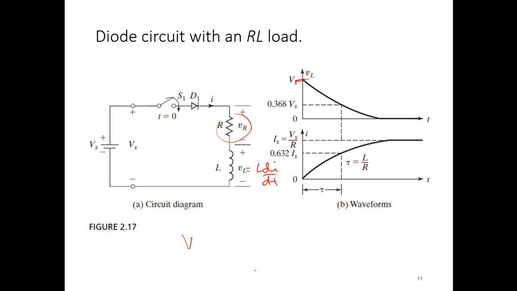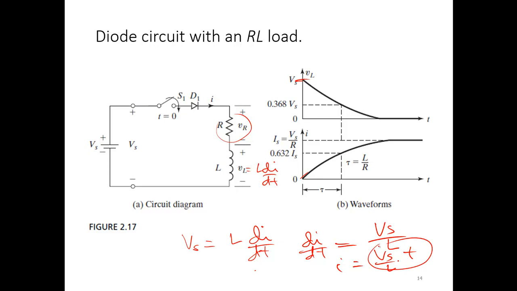At the beginning, the resistance has no current, that means all the voltages will appear across the inductor. That means di/dt, the current will rise at Vs by L, and if you try to solve for i, it will be Vs by L times t, very slowly at the beginning. That means the slope of the line will be approximately Vs by L at the beginning. The maximum voltage across the inductor, at the very beginning, will be Vs.